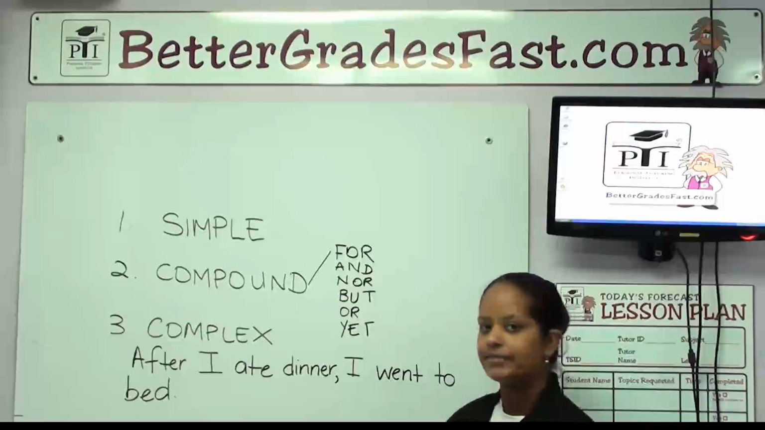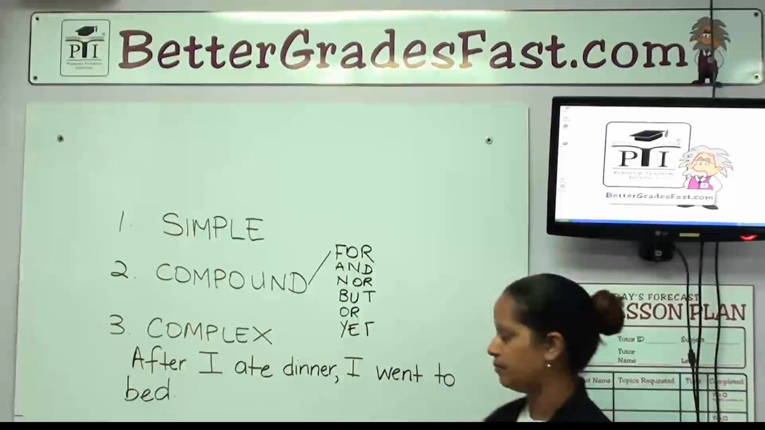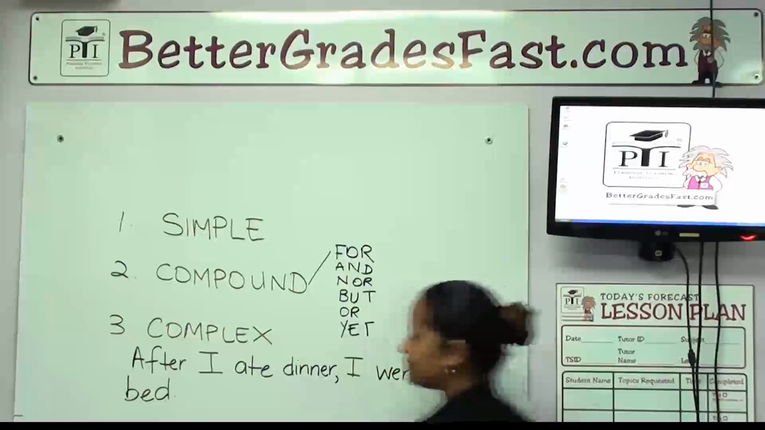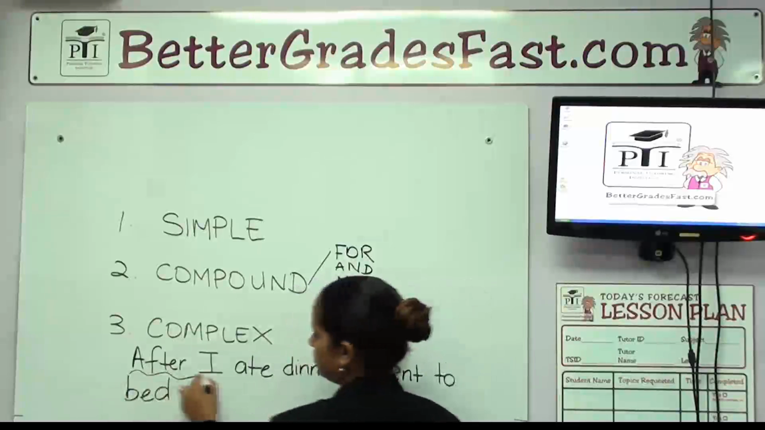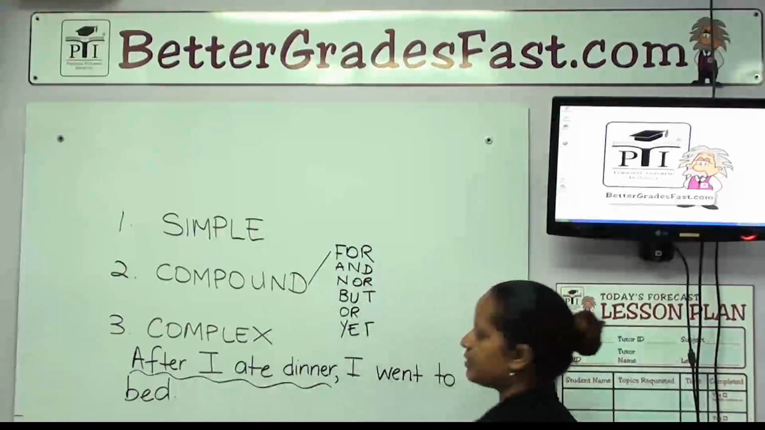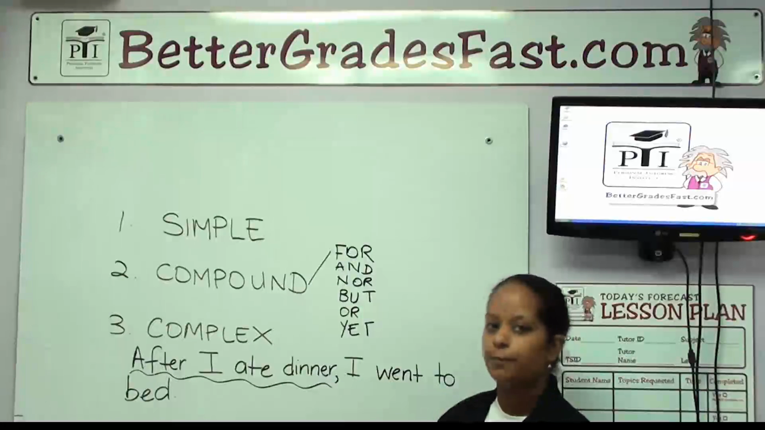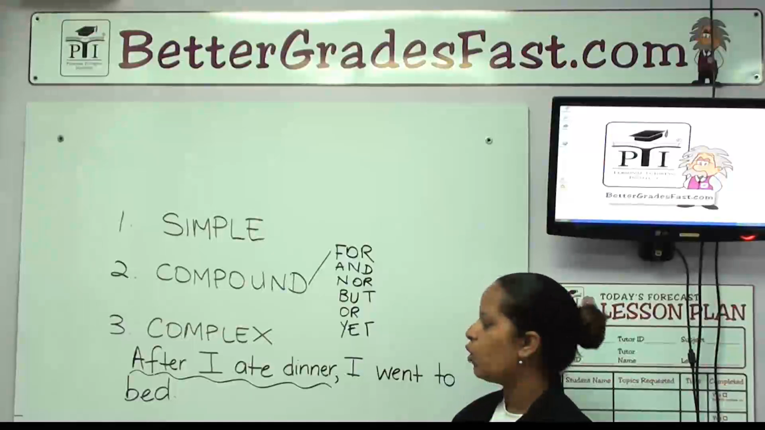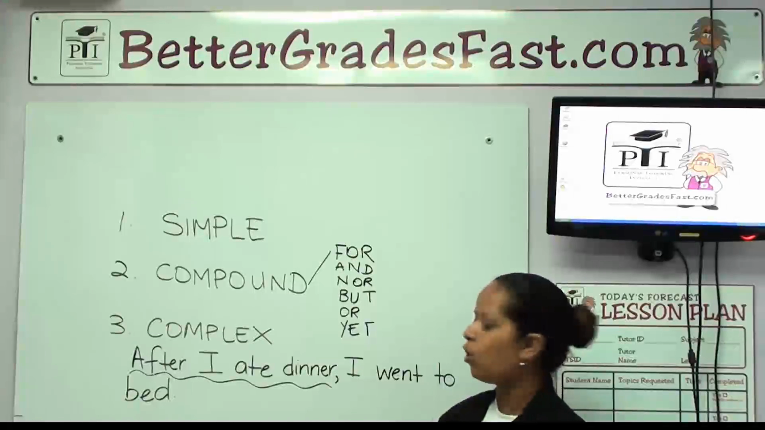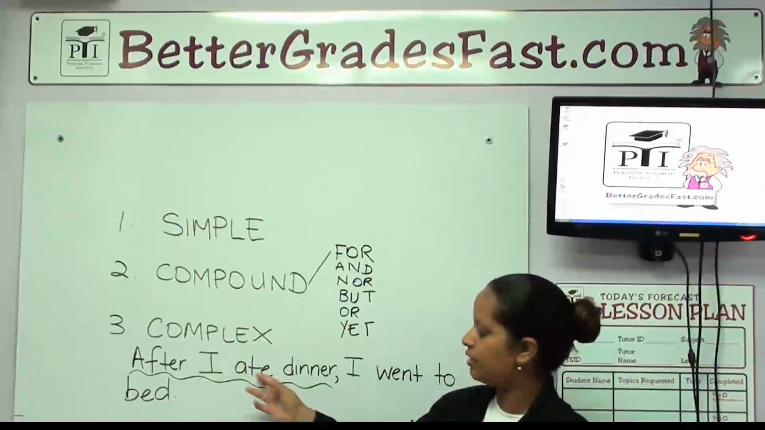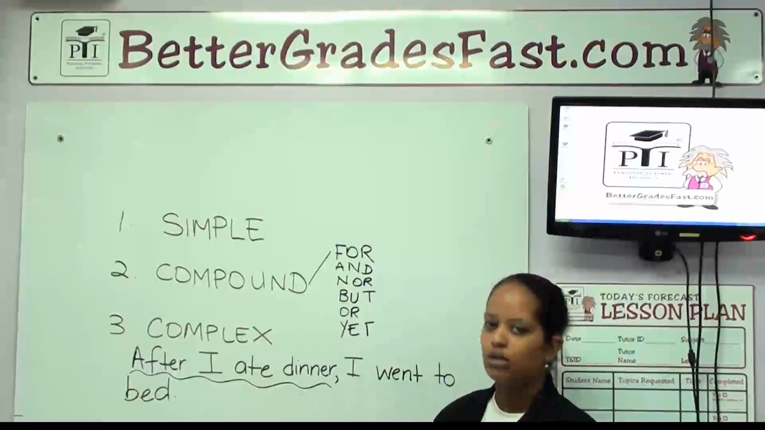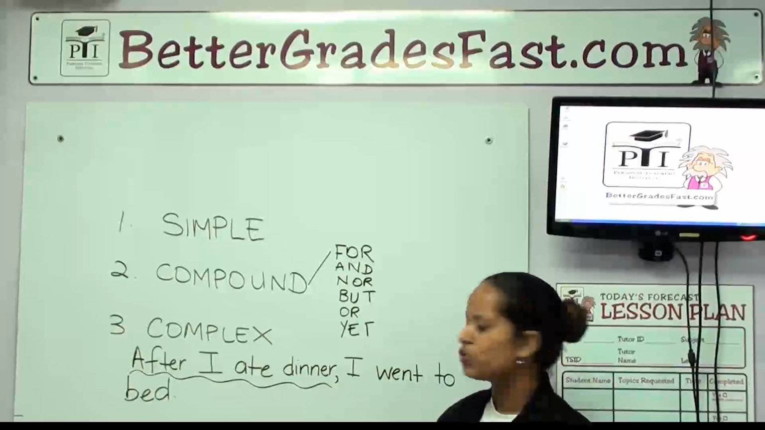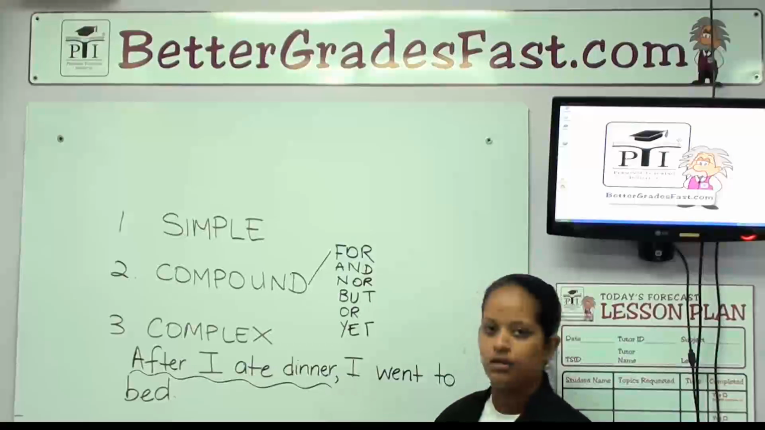After I ate dinner, I went to bed. After I ate dinner is a dependent or a subordinate clause. We know this because although it has a subject and a verb, it cannot stand on its own. You cannot say after I ate dinner, full stop.